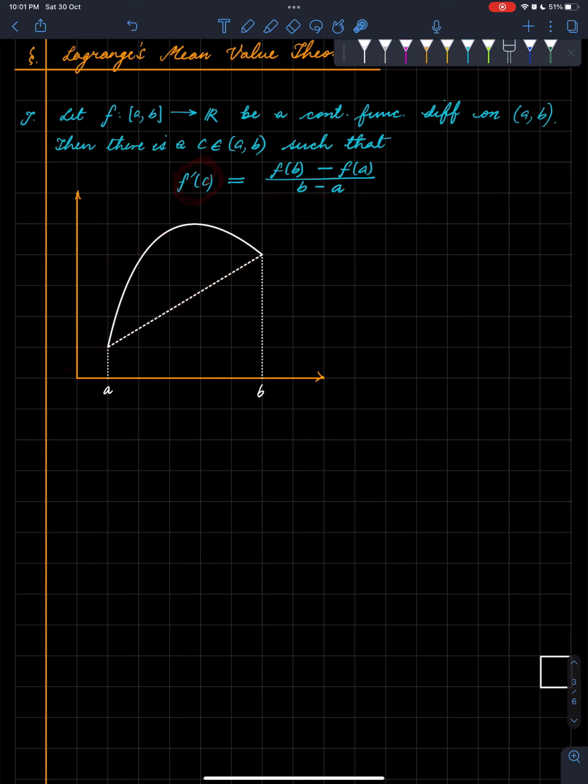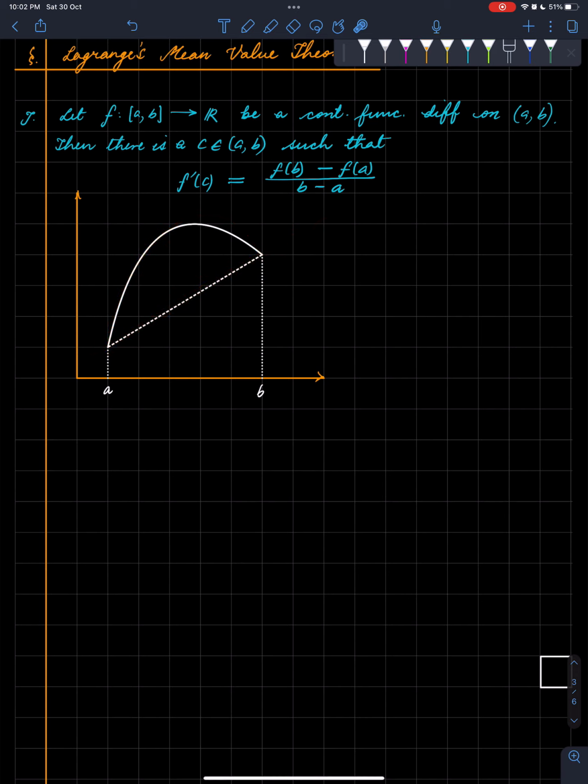This is the slope of the tangent at the point C, f of C. If this is C, then this is C, f of C. And the slope of the tangent at that point is this number. So geometrically, it's something very, very clear. And in fact, it is just Rolle's theorem. If you look at the graph of the function with reference to this line, you just rotate your head and now look at the function.